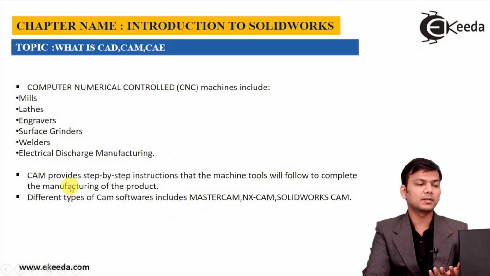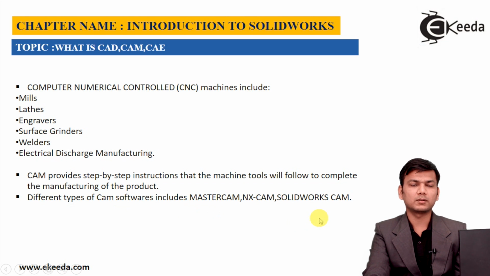Now CAM basically provides step-by-step instructions that the machine tool will follow to complete the manufacturing of the product, that is using the G codes and M codes we have learned. The last point is the different types of CAM software, which include Mastercam, NX CAM, and SolidWorks CAM. CAM is also available in the latest SolidWorks 2018.